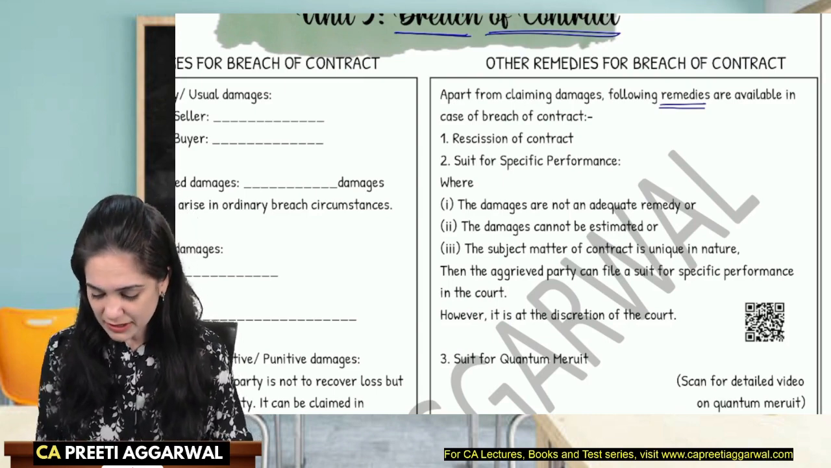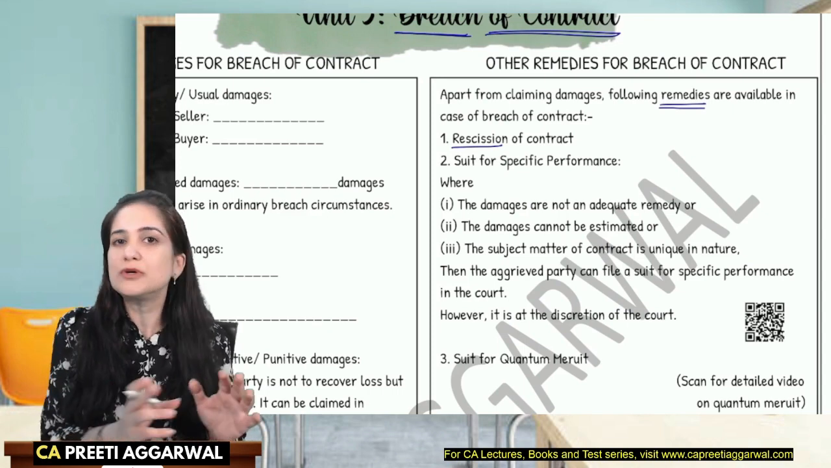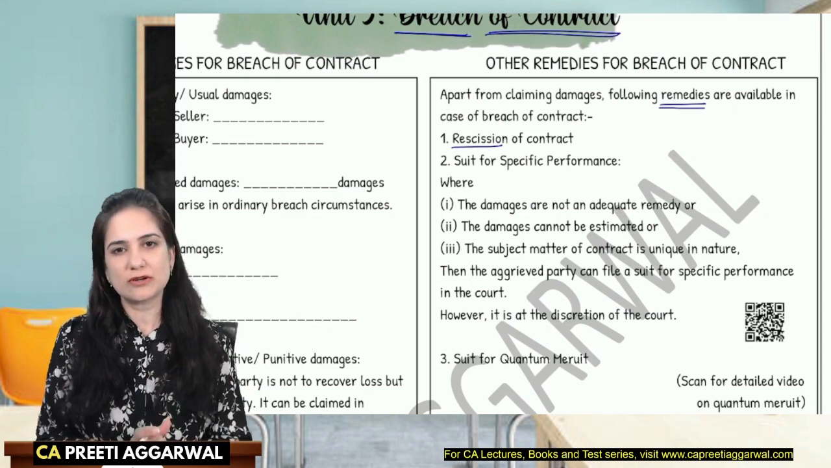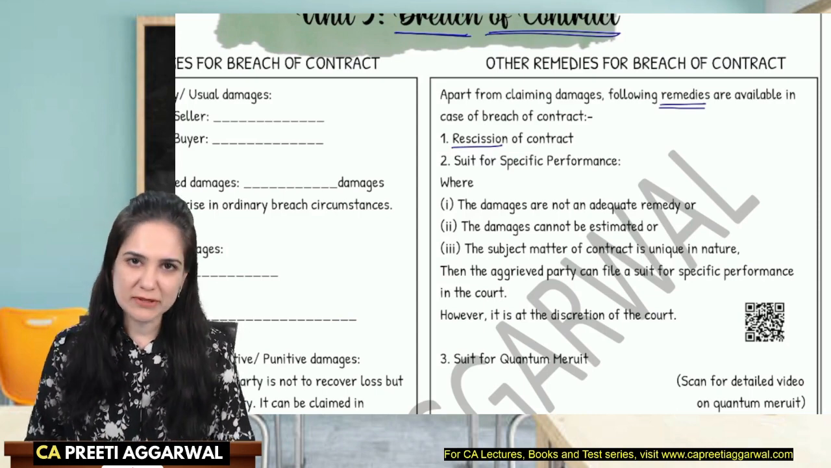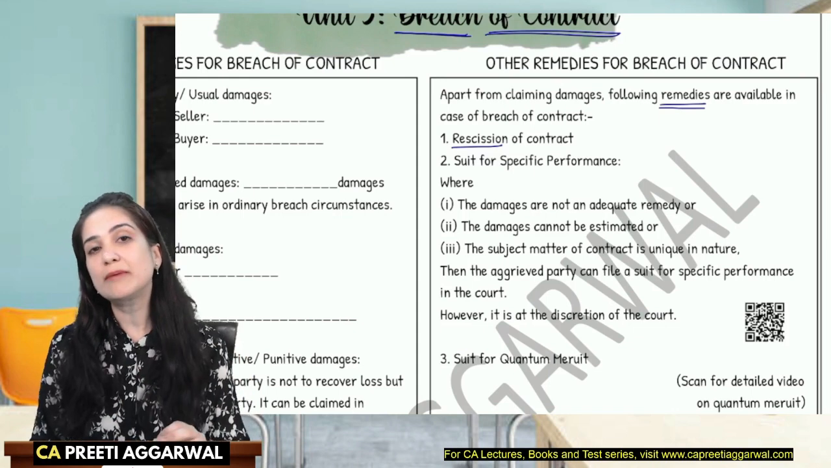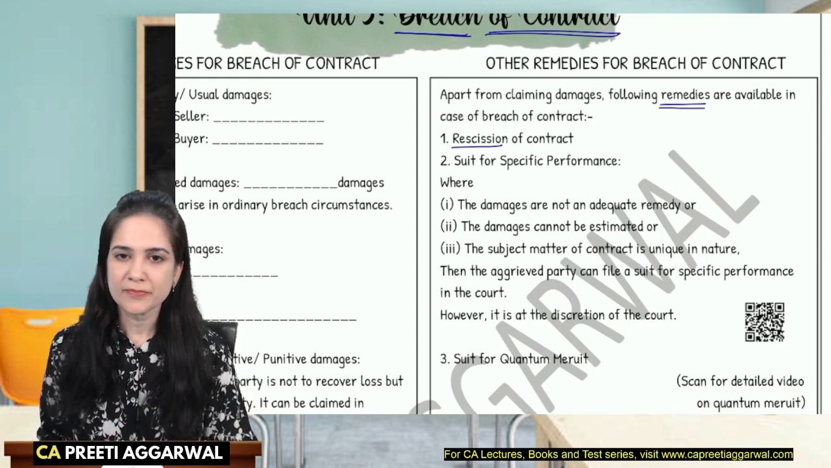The first one is you can cancel the contract and claim damages. You cannot claim damages unless and until you terminate the contract. So you rescind the contract, cancel the contract, you terminate the contract, and then you can claim damages. You will get damages only when you suffer damages. If there are no damages, you can just rescind the contract.